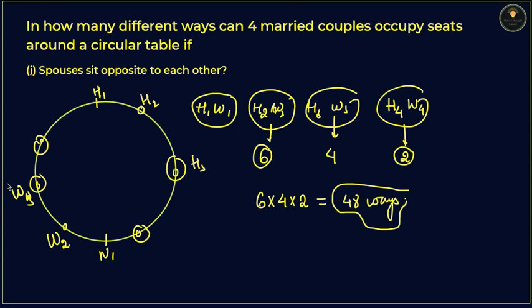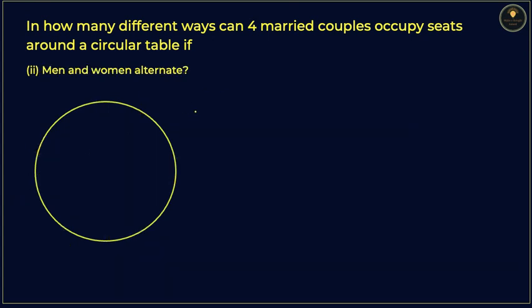Now the second condition that is given here is that men and women alternate, which means we arrange the women first. So this one is W1, this one is W2, this one is W3, and this one is W4. Then we have to arrange all the men alternating with them. If I'm arranging all the women, we write it as 3 factorial, and then arranging all the men, we write it as 4 factorial.